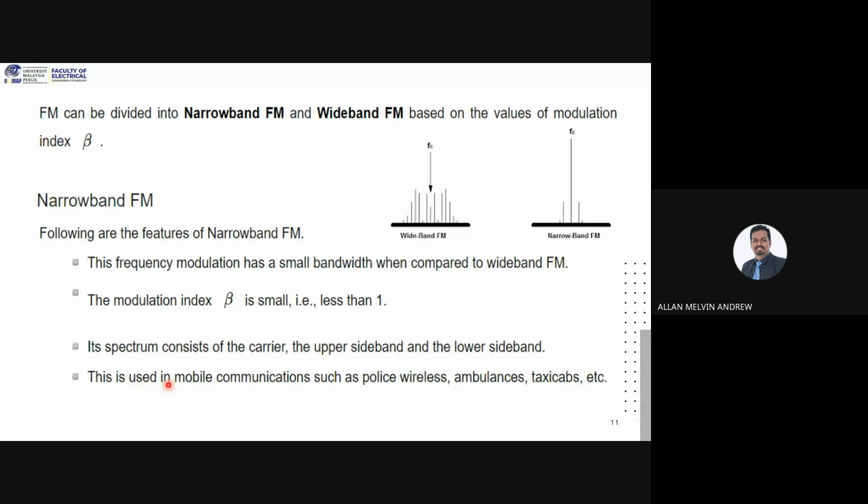Application wise, this is used in mobile communication like police wireless, because we don't need a lot of frequency. Normally they will tune the frequency and only use one frequency, so they don't need a lot of frequency band. You can use it in police wireless, ambulance, taxi, cabs, etc. The applications mainly use very fixed frequencies, for which we use narrowband FM.